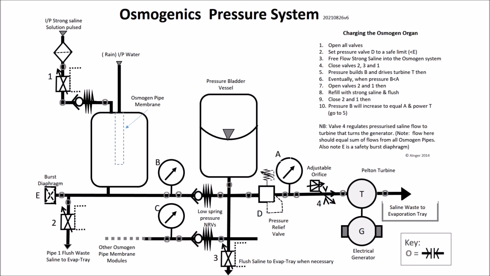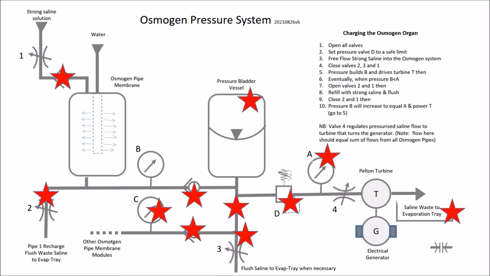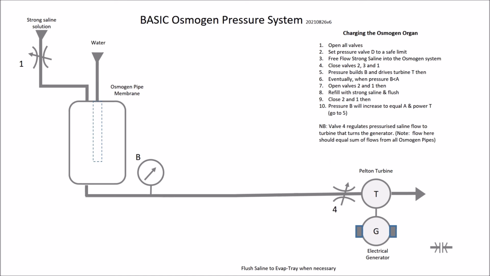Right, we don't need all of this though for the first system. This is all we need. Take all the star things out, we don't need any of that. So the basic system will be this. And that's what we're generating now.